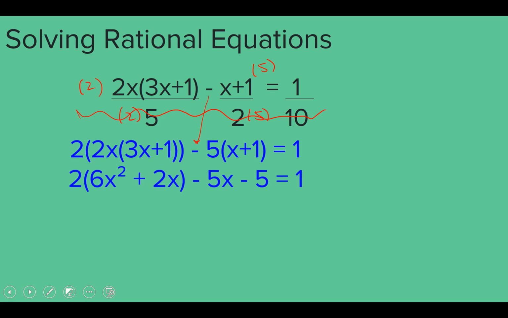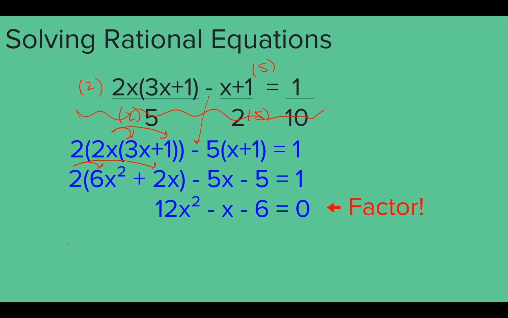Or actually, we need to distribute first. So this becomes negative 5x minus 5 over here. 2x times 3x gives me 6x squared. And then 2x times 1 gives me 2x. Still have to distribute one more thing. This 2 gets distributed. So we have 12x squared minus x minus 6. We will have to factor.